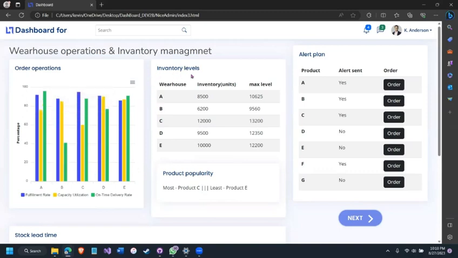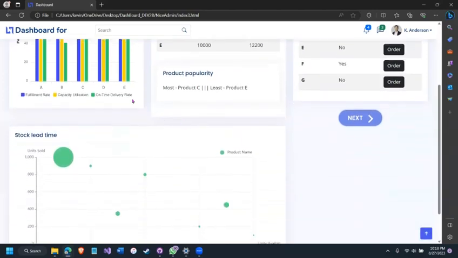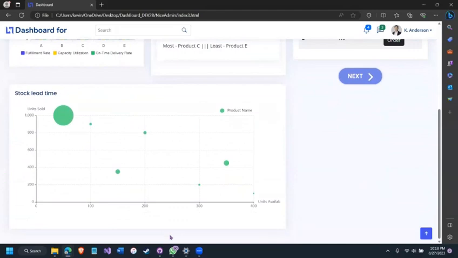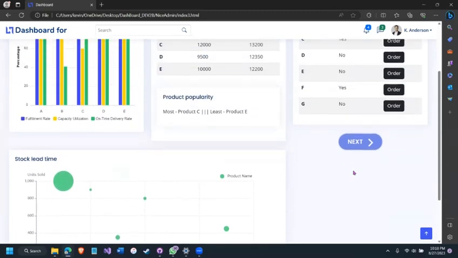Over here, we can see our inventory levels. So at warehouse A, we can see our inventory and our max levels, and so on. Then we have our alert plan, which shows us if alerts have been sent out for specific products over here. And then here we have our bubble chart, which shows the units available, the units sold, and the lead time. So the bigger the bubble, the longer the lead time will be.